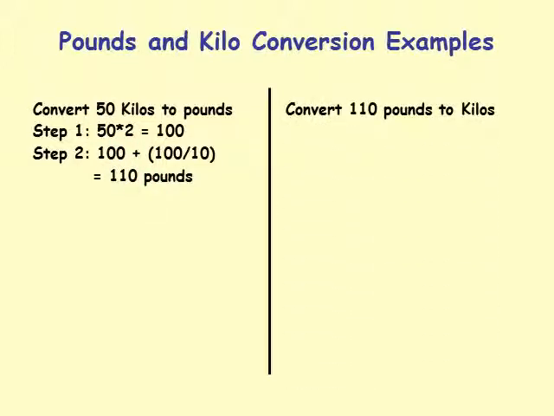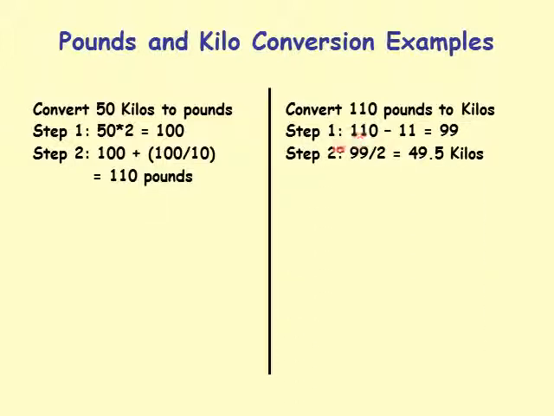Let's reverse that. Convert 110 pounds to kilos. Step 1 is subtract a tenth. That's my first approximation, and I get a result of 99. If I had subtracted an 11th, I would have gotten a better answer. So I'm subtracting a tenth, 99 now. 99 divided by 2 is 49.5 kilos. We started with 50 kilos and lost some in approximation, getting 49.5 kilos. So I am undershooting. Let's continue.